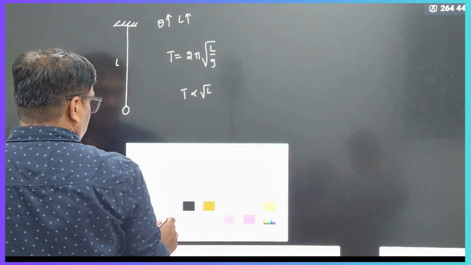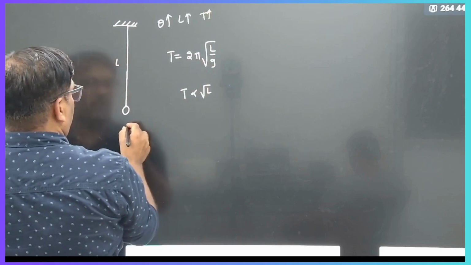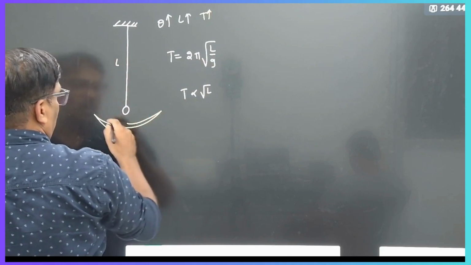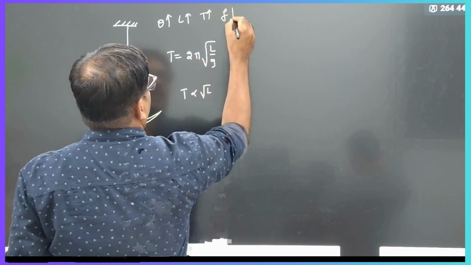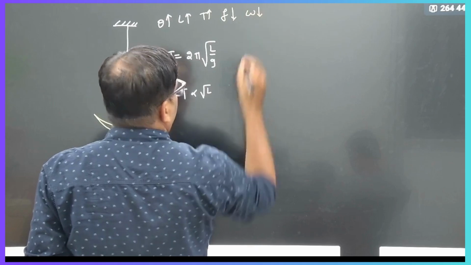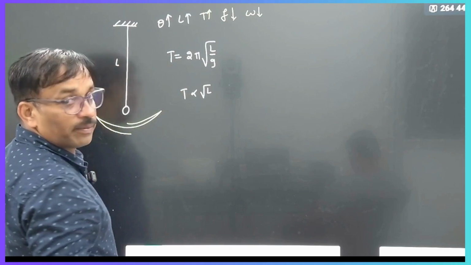When length increases, what will happen now? Time period will increase. Time period means it will take a lot of time to go. Therefore, frequency will decrease, angular velocity will decrease. If it is connected to a clock, the clock will lose time.